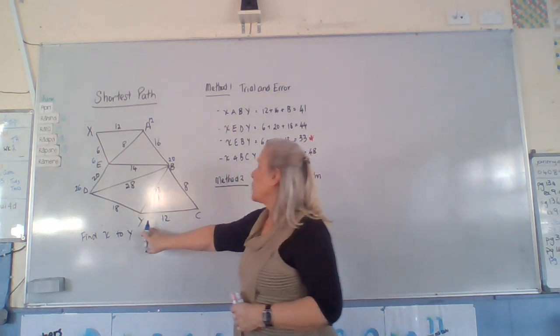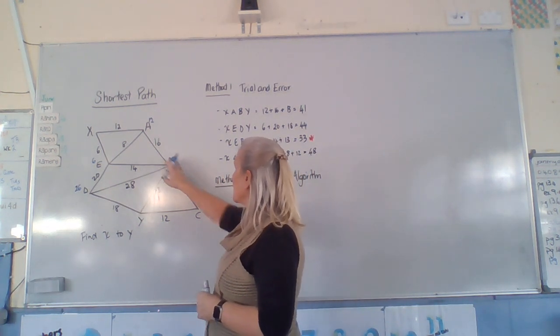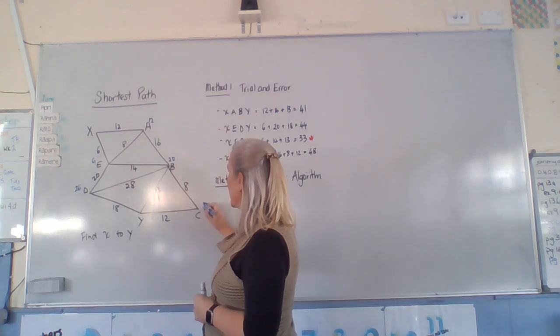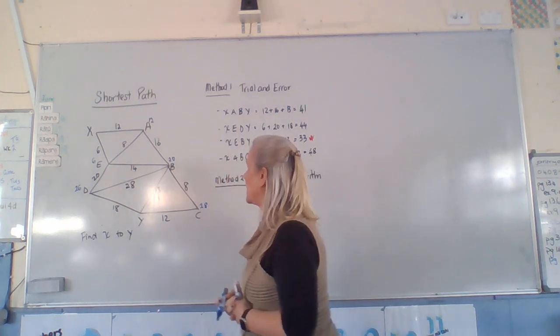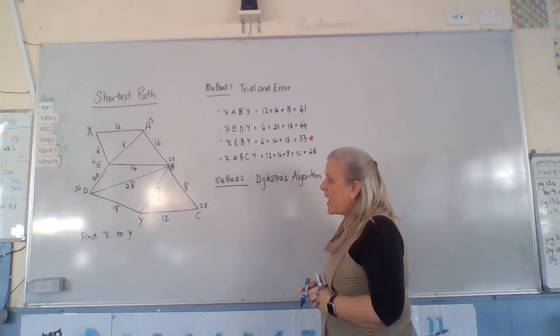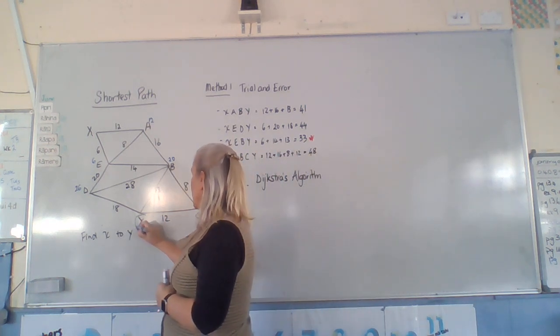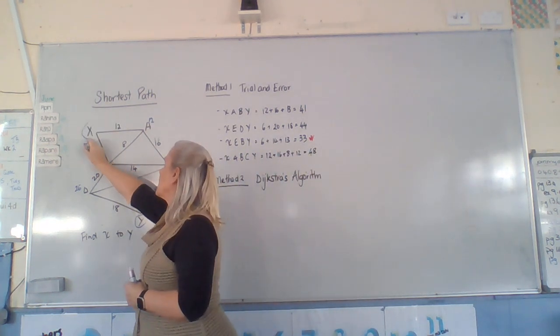All right, I'm trying to get to Y, but let's go to C first anyway. So 20 plus 8 is 28. That's most definitely the shortest way to get to C. But I'm aiming to get to Y. All right, from X to Y.